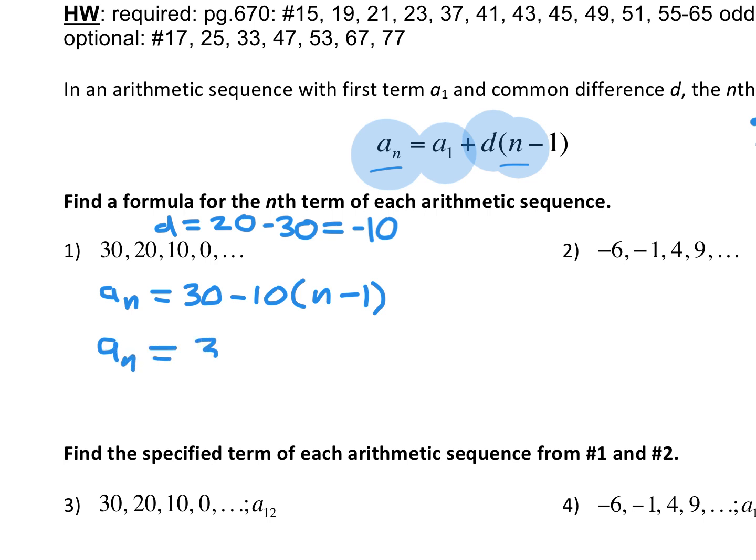So we have 30 minus 10n plus 10. So you could write 40 minus 10n. I prefer when it looks similar to mx plus b. So I'm going to write -10n plus 40.